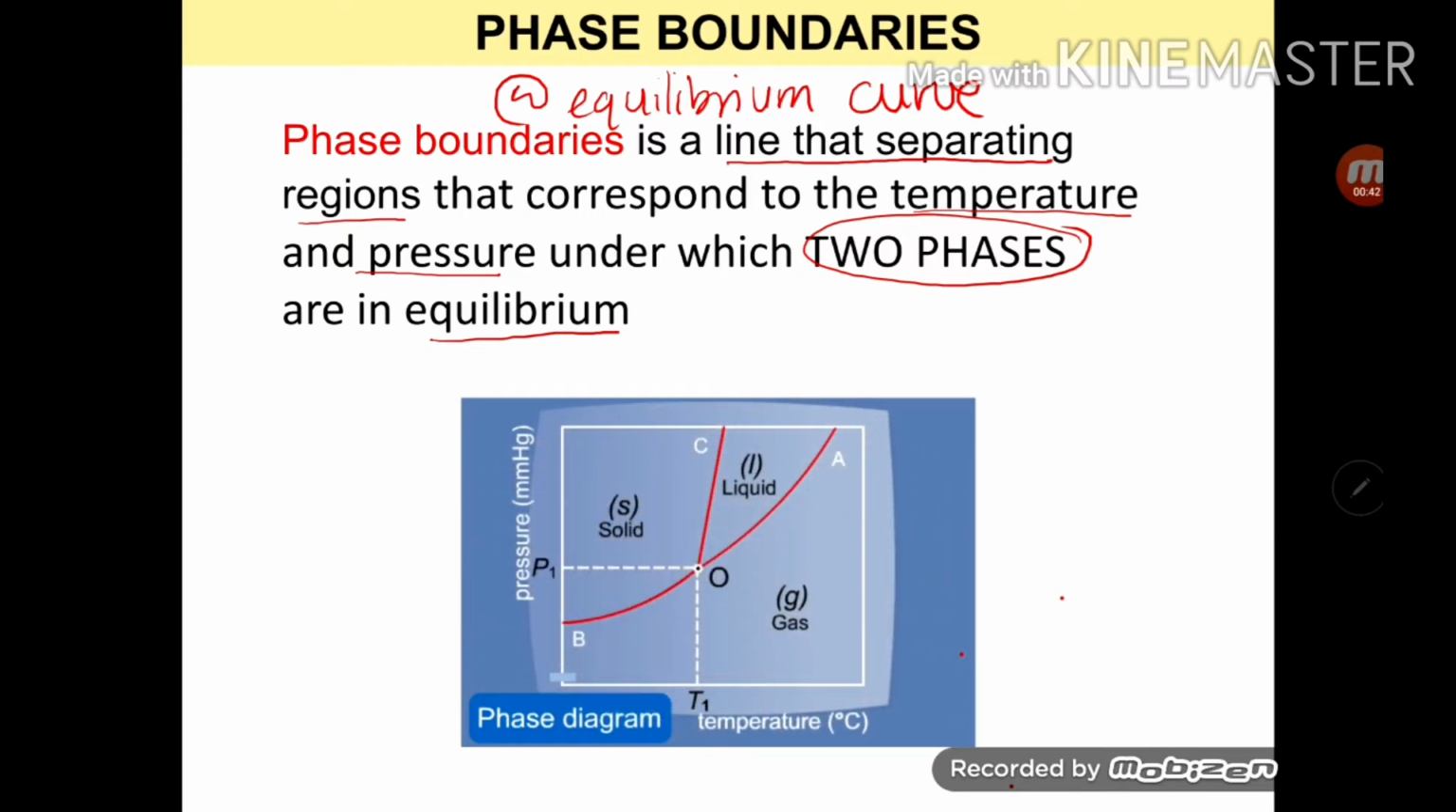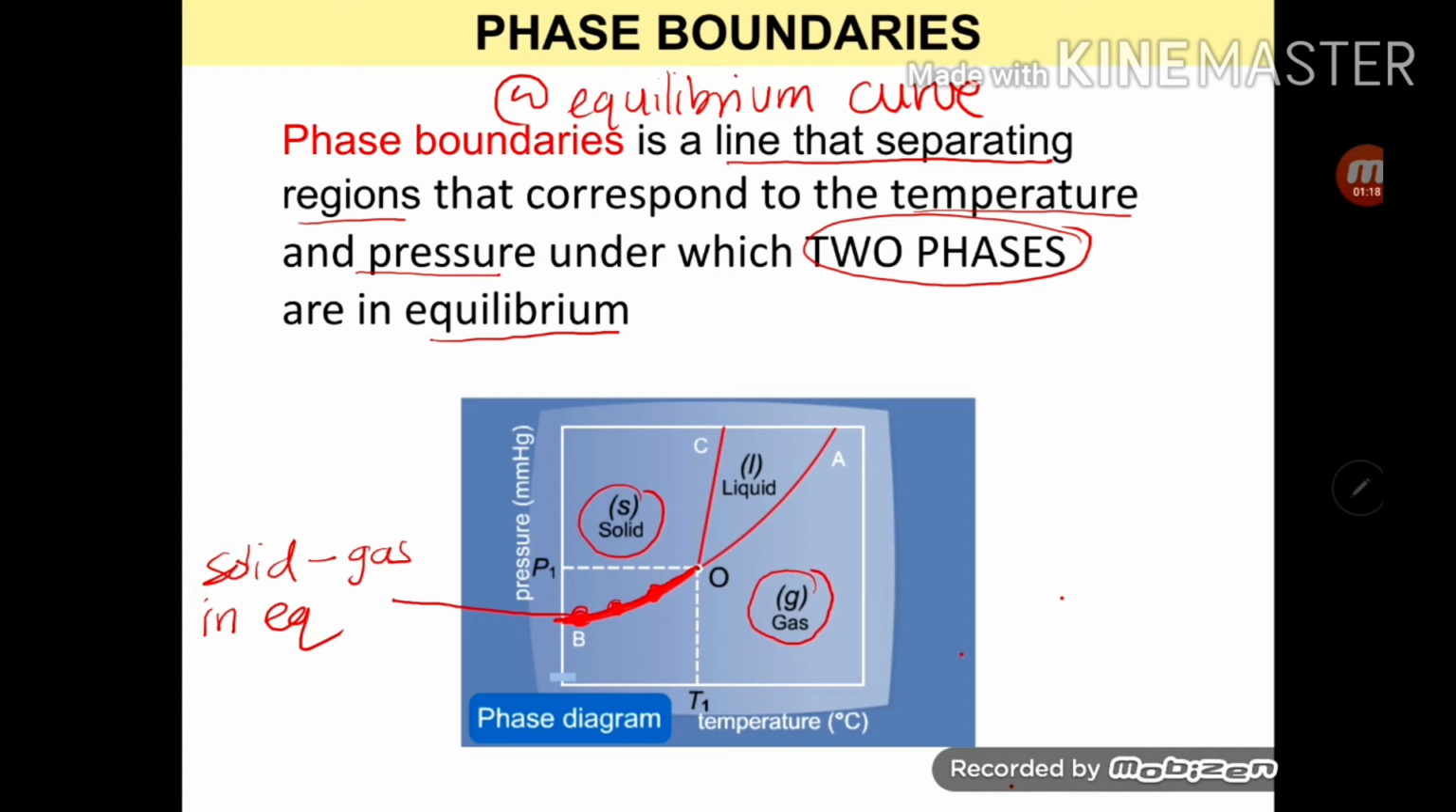So look at this phase diagram. We have three phase boundaries. Number one is line OB. This is the boundary between solid and gas phase. So any point lying on the line OB, the system exists in two phases, which are solid and gas in equilibrium.